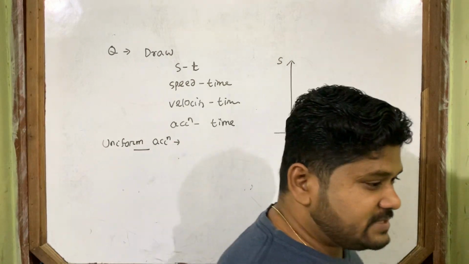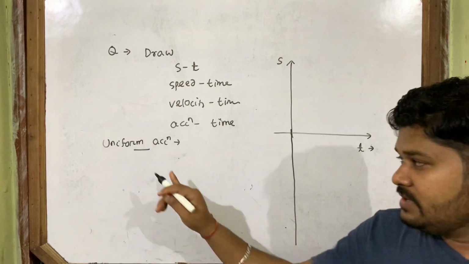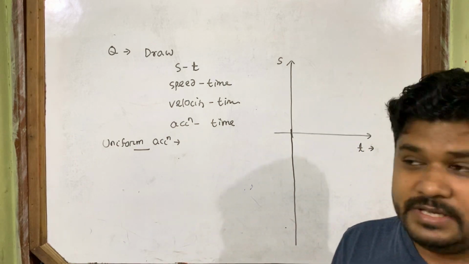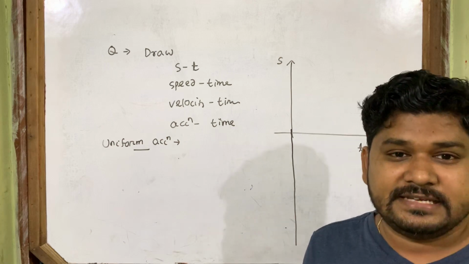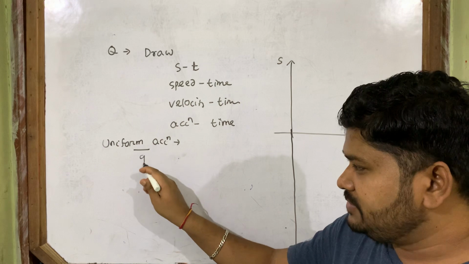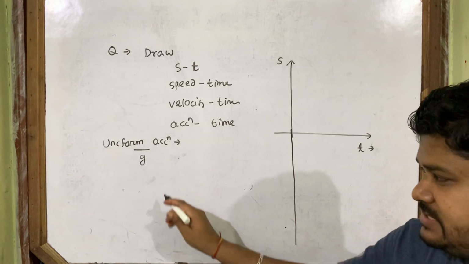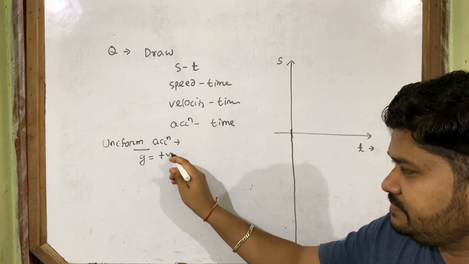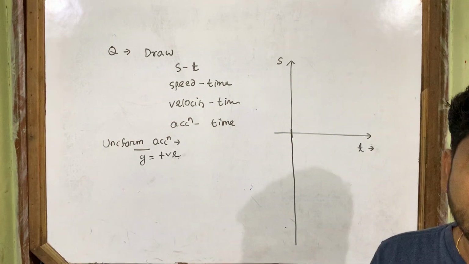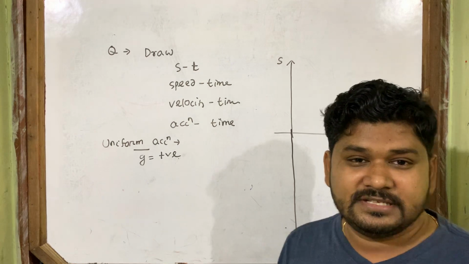Freely falling body means uniform acceleration. If uniform acceleration, then positive or negative? If the body speed gradually increases, we will take the acceleration as positive. That is g. You know, for a freely falling body, acceleration is g, which is positive. If positive acceleration, then how is the graph? How will we draw the distance time graph?